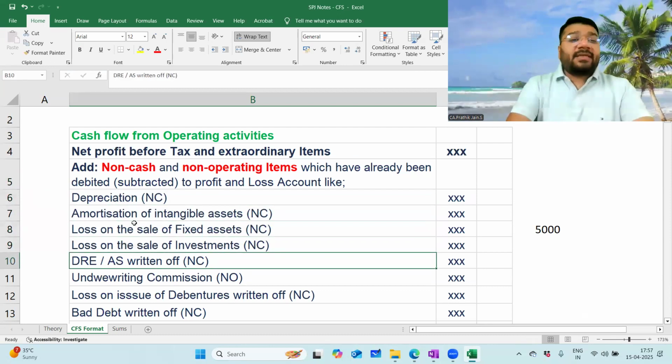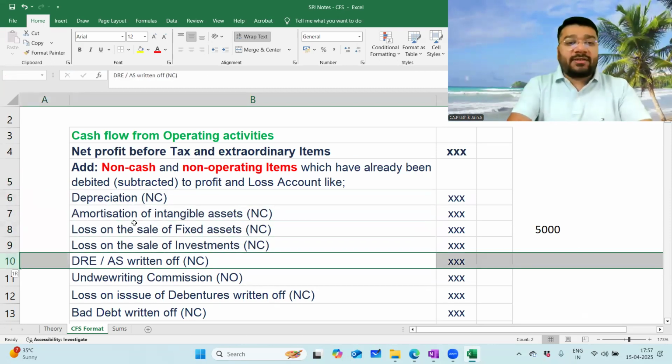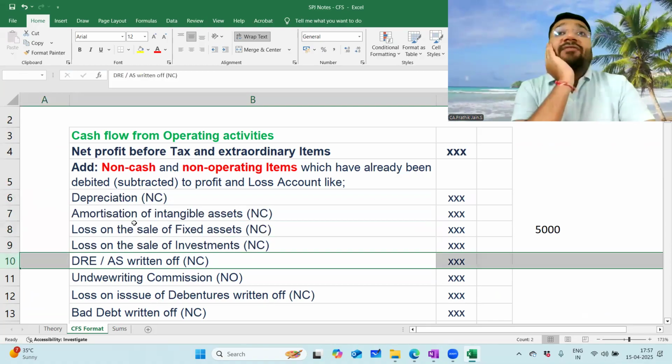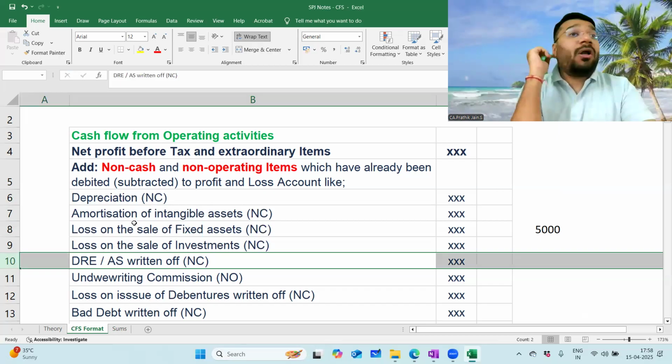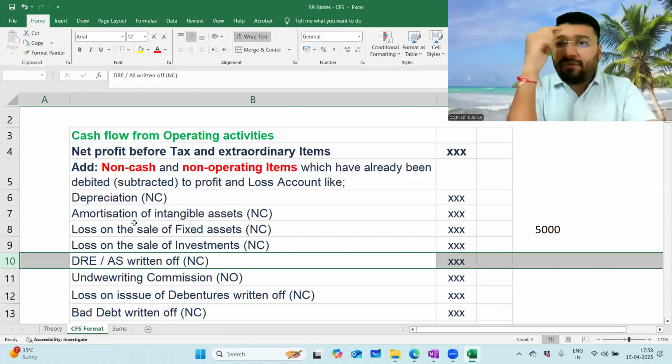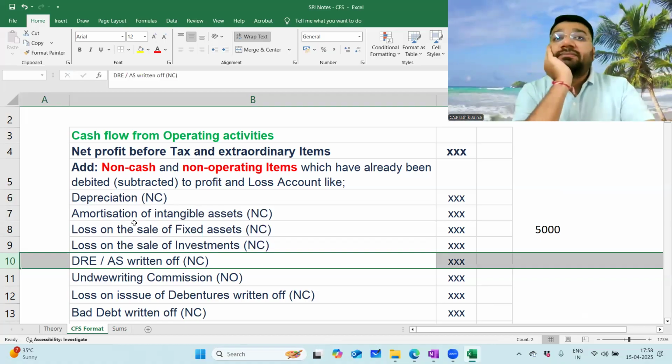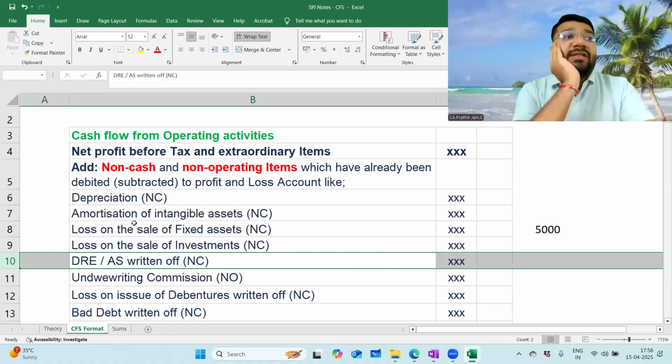Now, next is DRE written off. What is it? Deferred revenue expenditure, or advertisement suspense, or miscellaneous expenses written off, or preliminary expenses written off. What does it mean? What is deferred revenue expenditure?